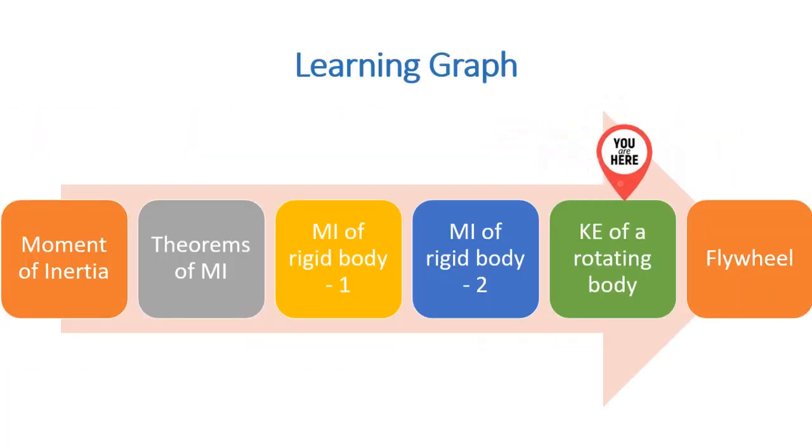So dear student, so far we have learnt about moment of inertia, theorems of moment of inertia, and also we have seen the moment of inertia of different rigid bodies. And today we have learnt about kinetic energy of a rotating body, a rolling body, and also found how these rigid bodies behave under rolling.